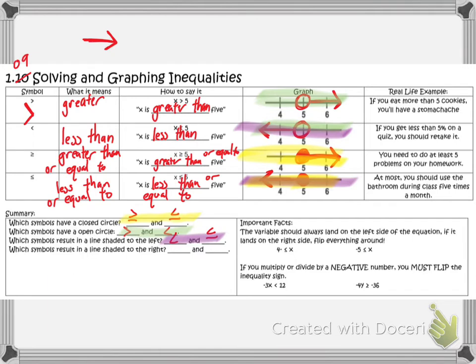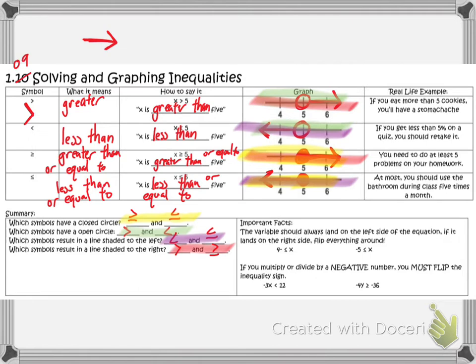And that means the symbols that result in a line shaded to the right are, that's correct, greater than and greater than or equal to. So I'll go ahead and color this in with red. So this would be greater than and greater than or equal to. These ones have the arrow pointed to the right.